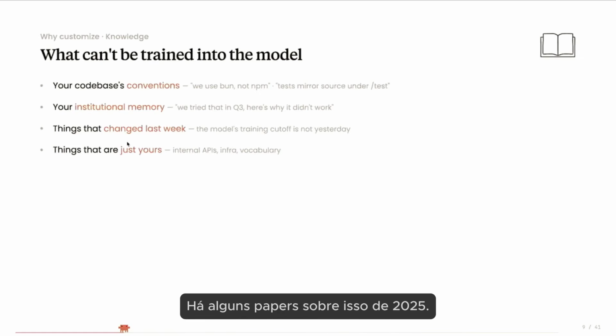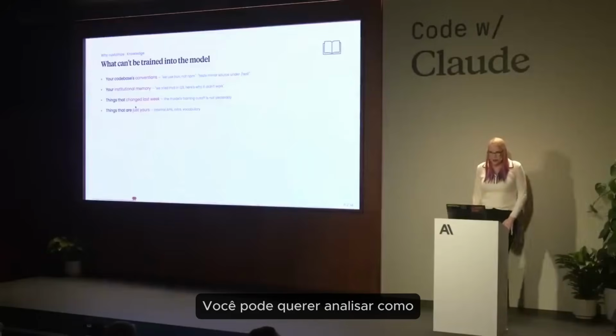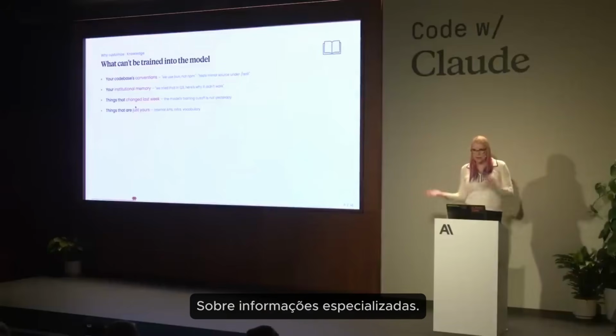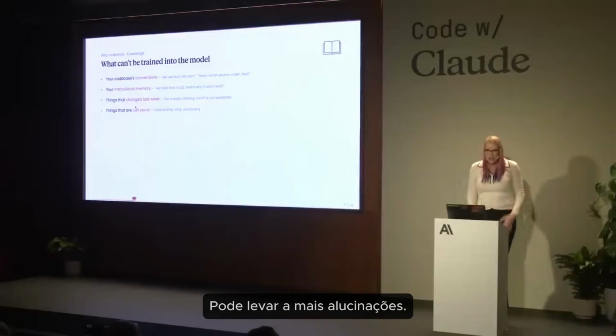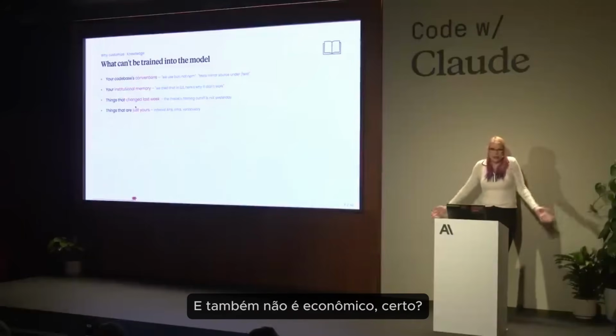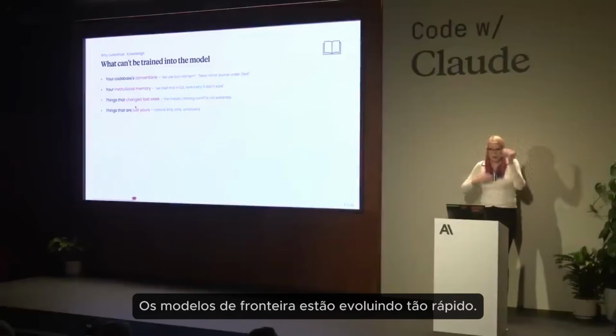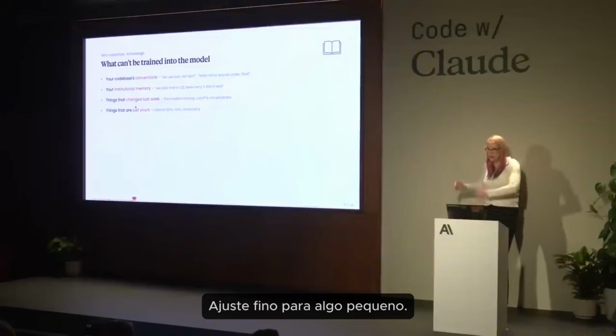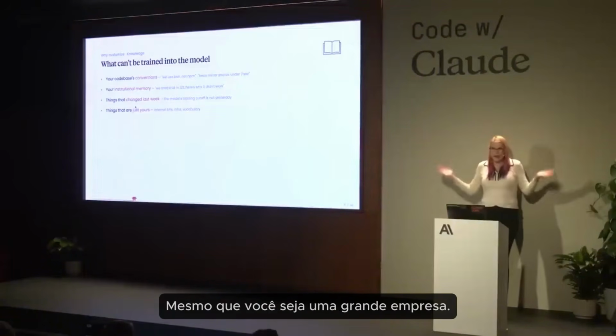There's some papers on this from late 2025 you might want to look at about how fine-tuning on specialized information can lead to more hallucinations. And also it's just not cost efficient, right? Frontier models are churning so quickly that by the time your company is done fine-tuning for something small, even if you're a big company, right?